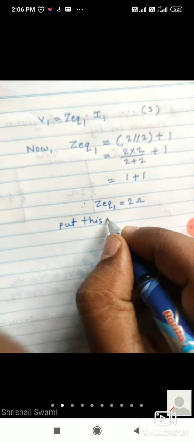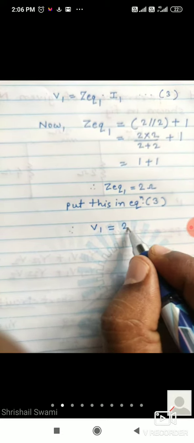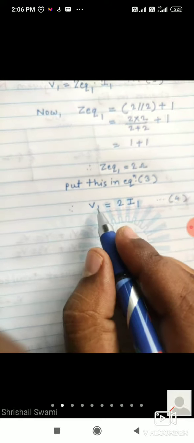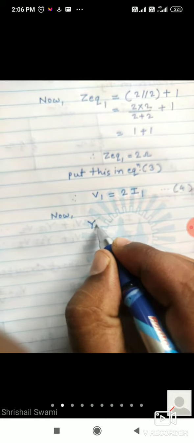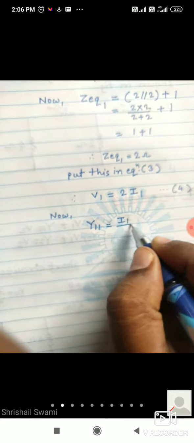So put this in equation number 3, you get V1 equal to 2 into I1. Okay, so this is equation number 4. So what do we mean by I1 upon V1? Now Y11 is equal to I1 upon V1. I1 upon V1 means 1 upon 2. So 1 upon 2 means what? 0.5 mho. So this is the answer of first parameter.